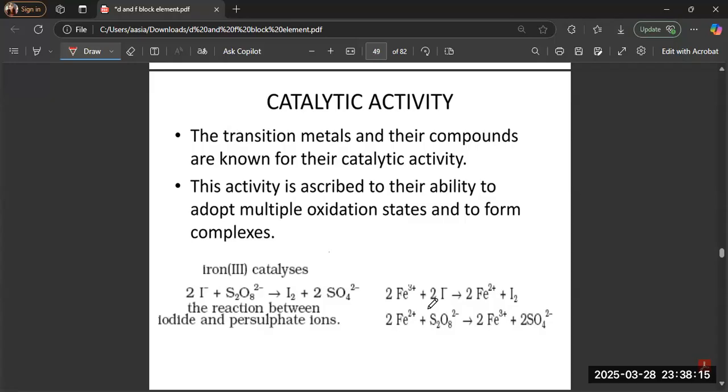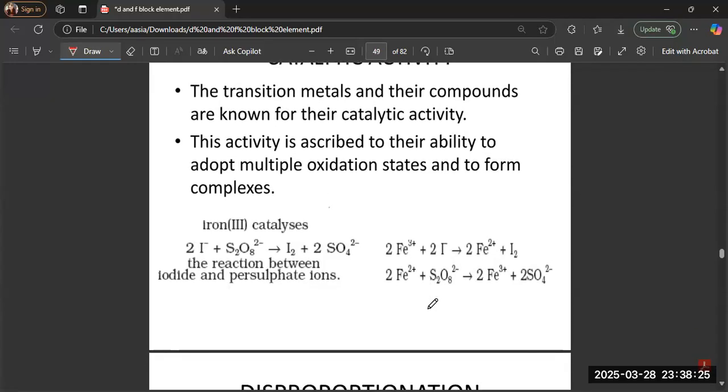Like for example, here's an example given. Iron 3 catalyzes the reaction between iodide and persulfate ion, right? So here the iodide and persulfate combine to form I2 and SO4 2 minus.